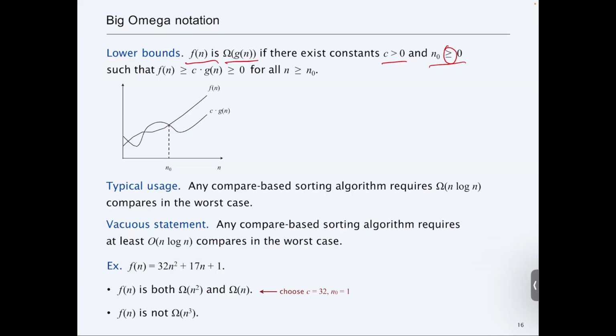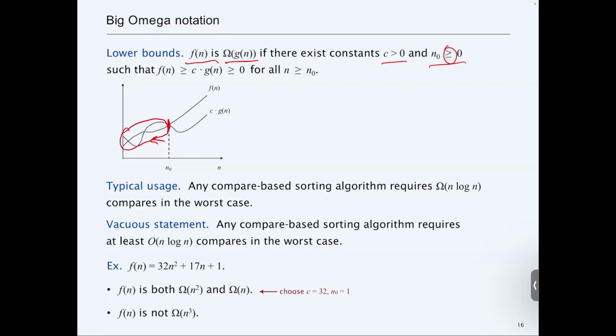It doesn't matter what f of n and g of n are doing to the left of n naught. Before this point in time, I don't care what's happening over here. None of this really matters. All that really matters is that at some point, f of n is going to grow at least as fast as g of n. So big O says it's no faster than. What big omega is saying is it's no slower than.